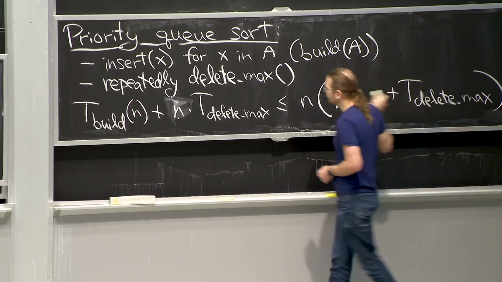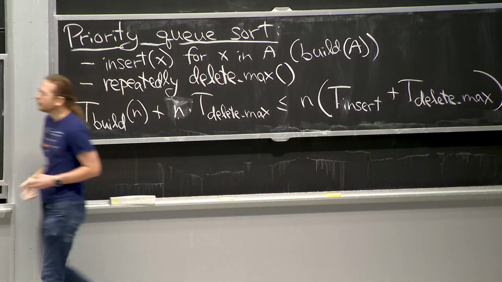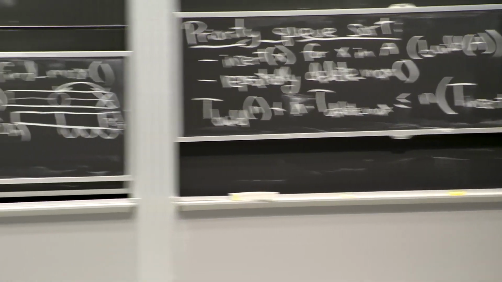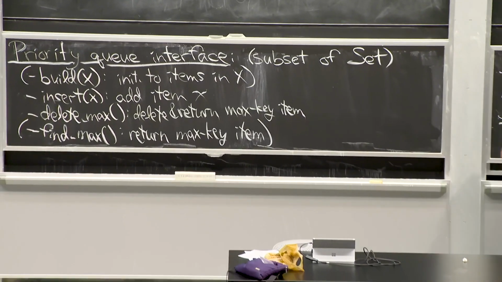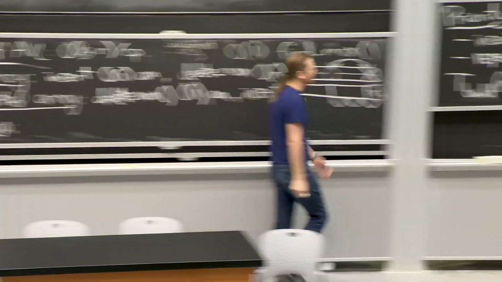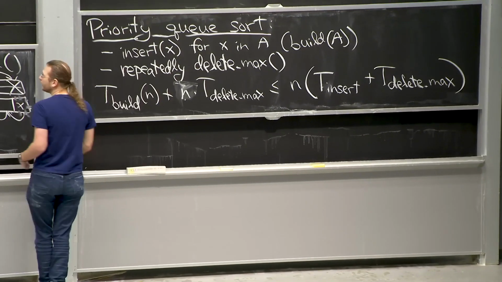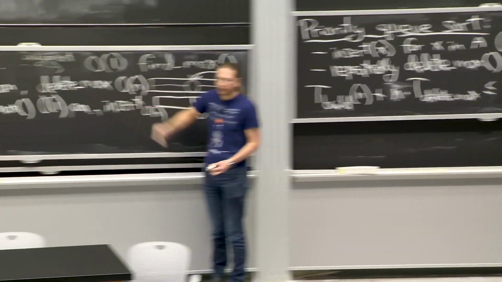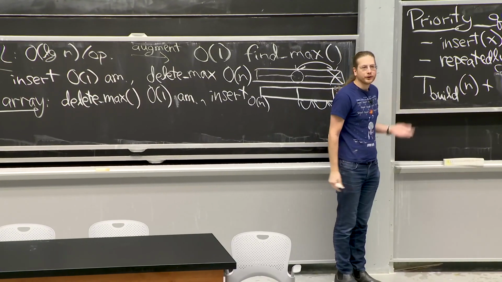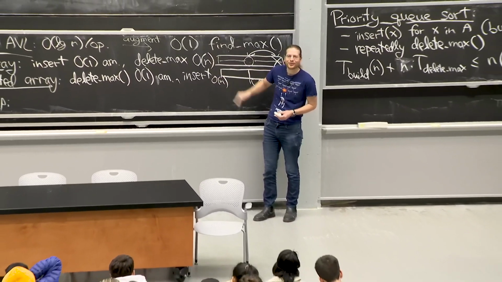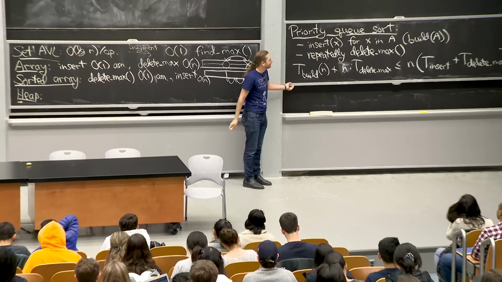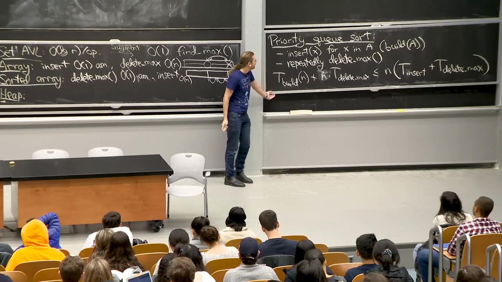Okay, so I'm using these T functions to just abstract what are the running times provided by my data structure that implements this interface. The interface says what correct is, and these T functions give me my performance bounds. So if I plug in each of these data structures, I get a sorting algorithm. I get AVL sort, I get array sort, I get sorted array sort. What do those look like? It turns out many of these are familiar.